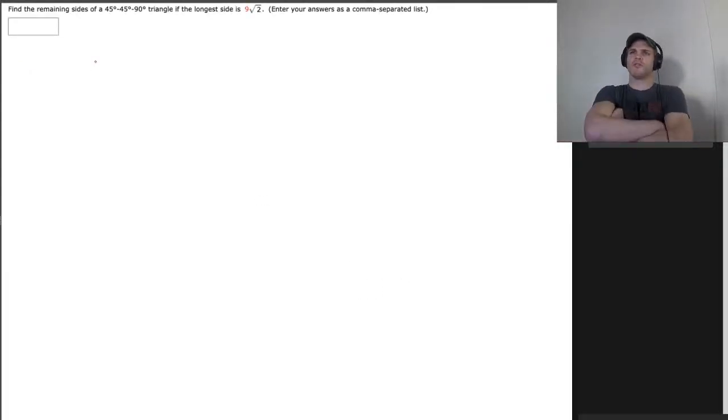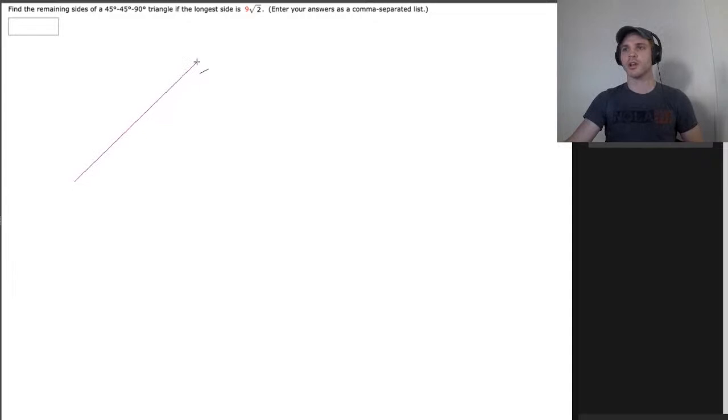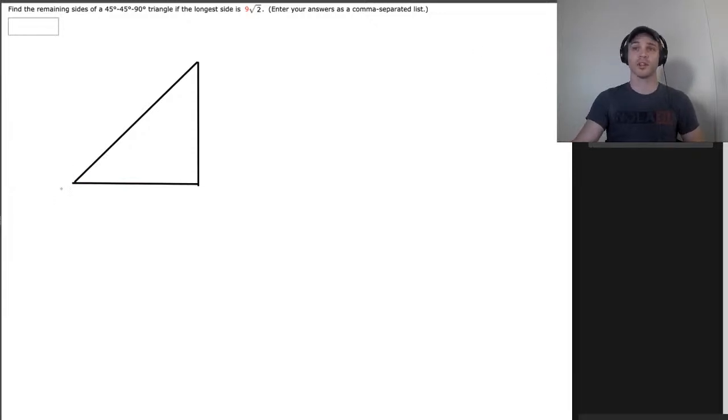Okay, find the remaining sides of the 45, 45, 90 triangle if the longest side is 9 root 2. Enter your answers as a comma separated list. So I always recommend drawing a diagram for these kind of problems just to orient yourself to the problem. It doesn't stand for proof. You can't really use it, but a lot of times you'll get points if you draw this diagram.